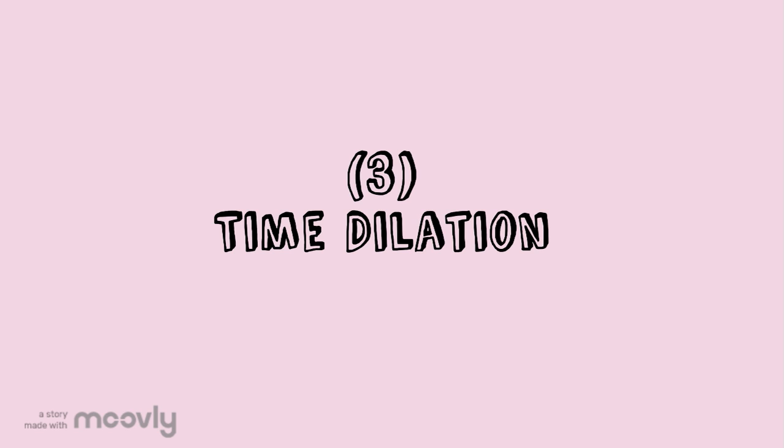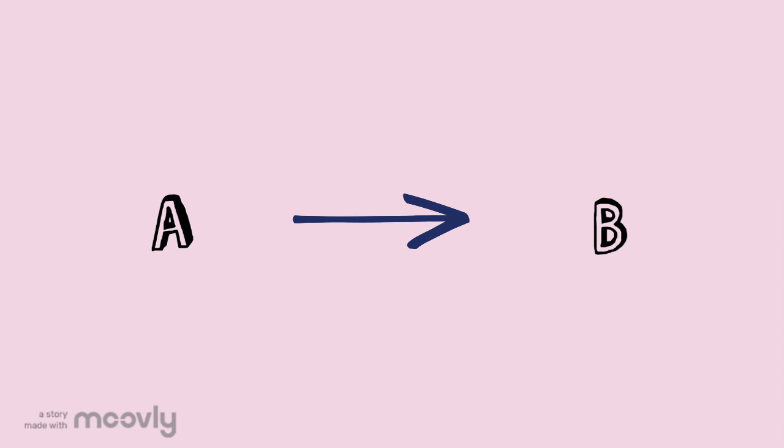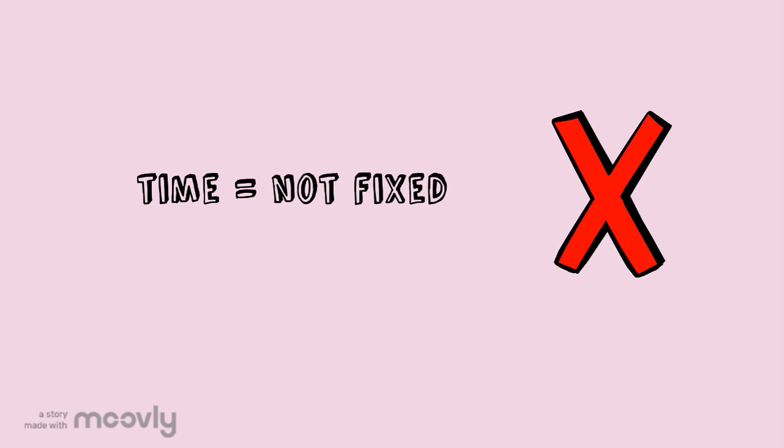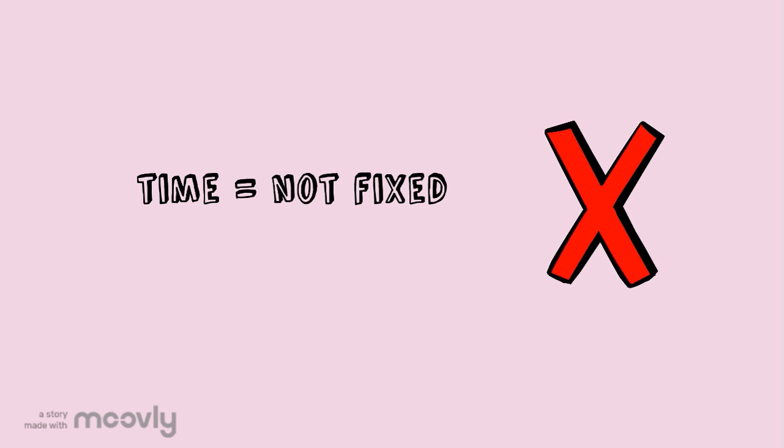Now on to our third topic, time dilation. Time dilation is a crazy concept that goes against everything you think you know about time, so it can be quite hard to understand. You might have to watch this section a few times. Time dilation means the time taken to travel from point A to point B changes when you go faster or slower. You might think that time is fixed everywhere in the universe, but it isn't. Rather, it changes as you move fast or slow.